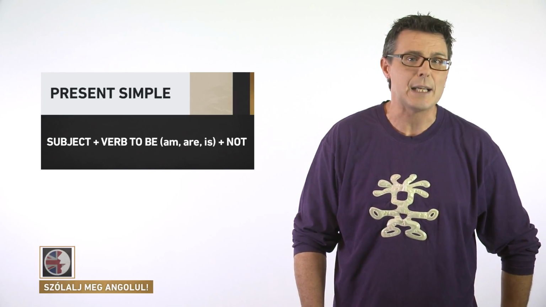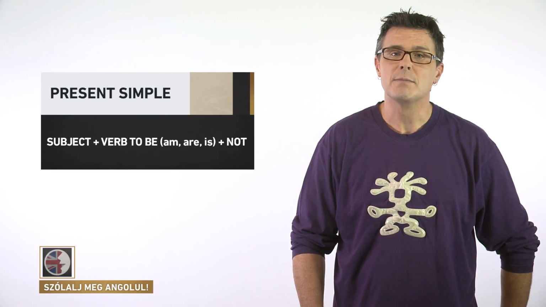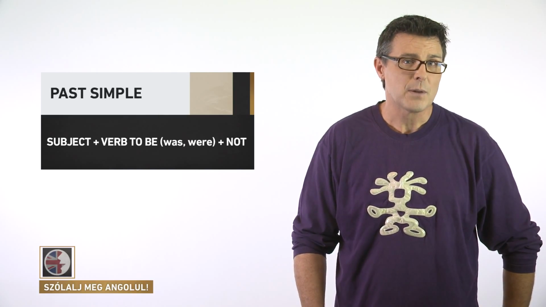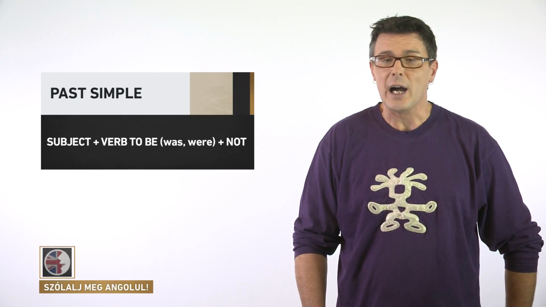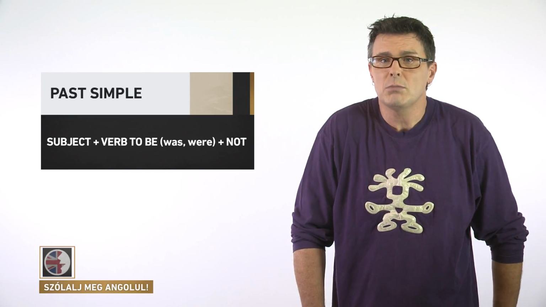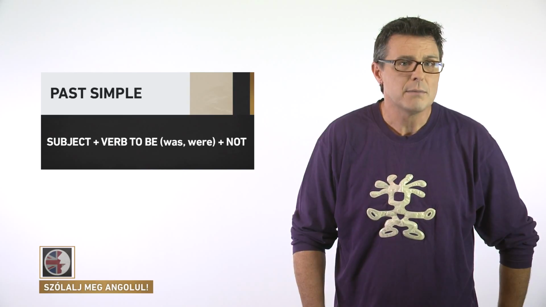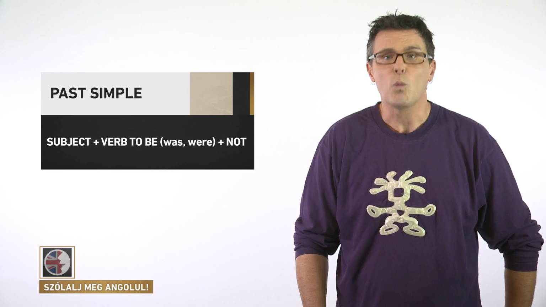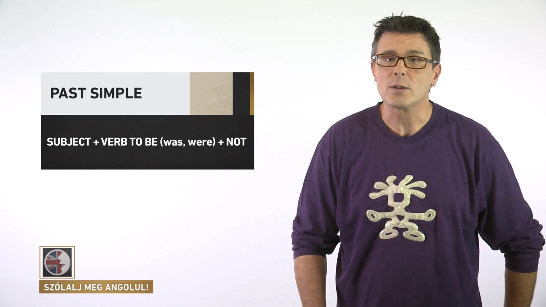First, we have the subject. I, you, Dave, Doreen. Then the correct form of the verb to be, am, are, is, and then the word not. In the past simple, we follow the same pattern. First, we have the subject. I, you, Alfredo, Joe and Jenny Taylor. Then the correct form of the verb to be in the past simple tense, was, were, and then the word not.